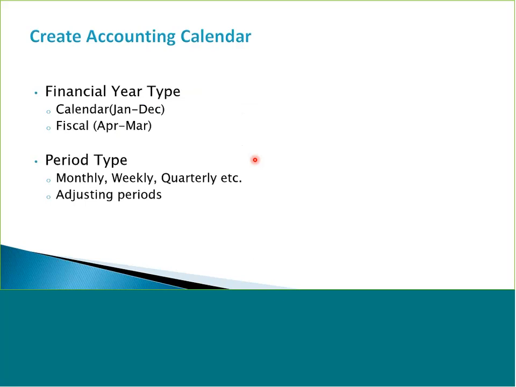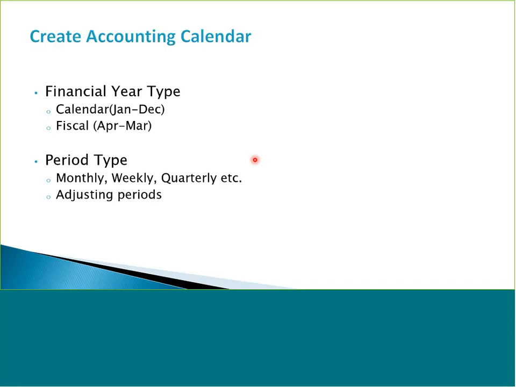First, we need to choose a financial year type. We have two types of financial years. One is a calendar year and the other is a fiscal year. A calendar year runs the same way that we read a calendar, from January to December, so that's simple enough. A fiscal year is described as any period of 12 months which does not end on December 31st. So a fiscal year can be, as I've indicated here, from April to March.